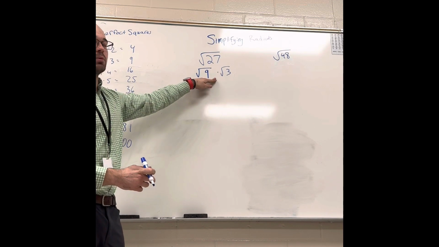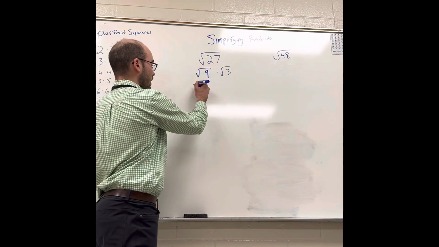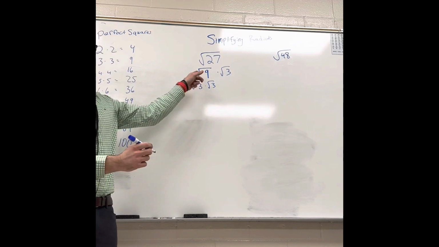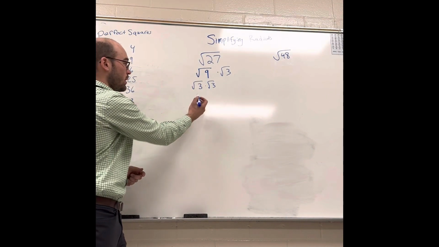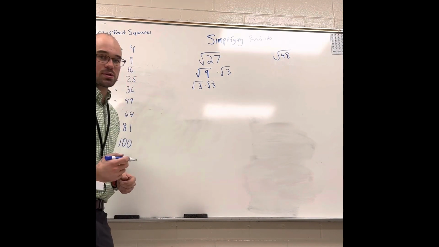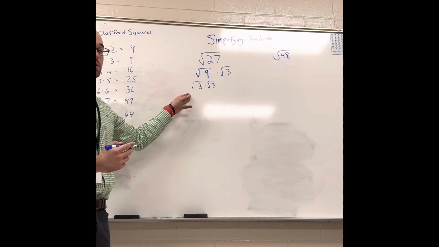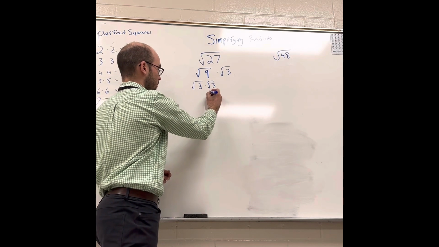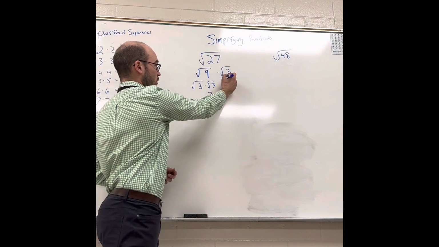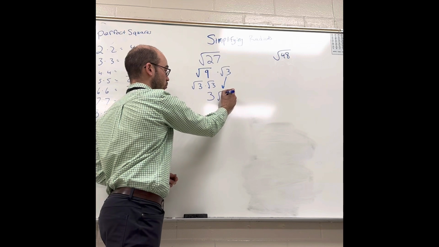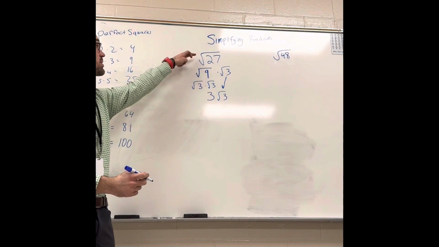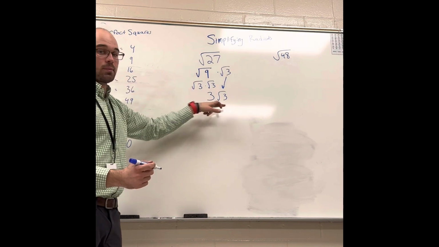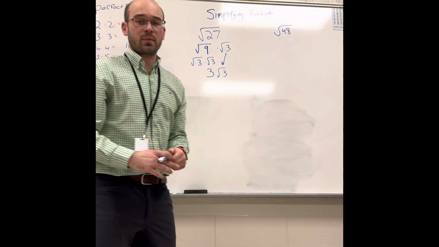This radical 9 can break down further. I know that if I multiply radical 3 times radical 3, I get radical 9. Now that I have a pair of 3's, or pair of root 3's, one of them could come outside of the radical. So I've got 3, and I'm going to bring this down and get root 3. So my final answer for root 27, radical 27, is 3 root 3.